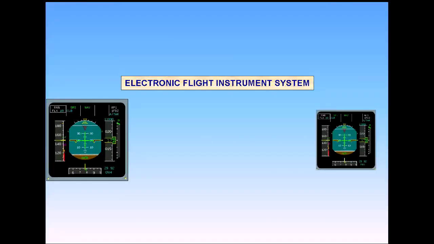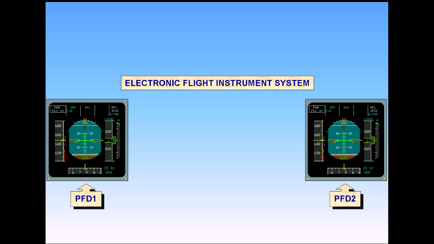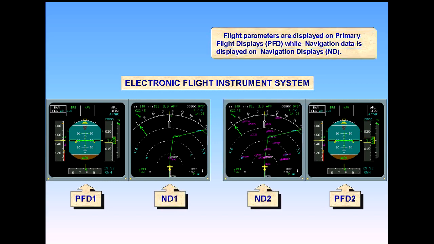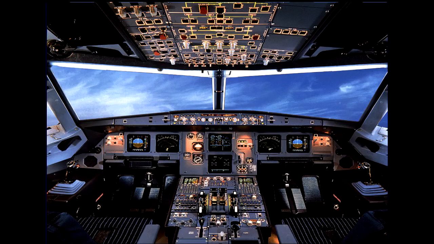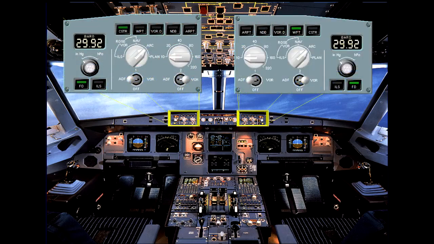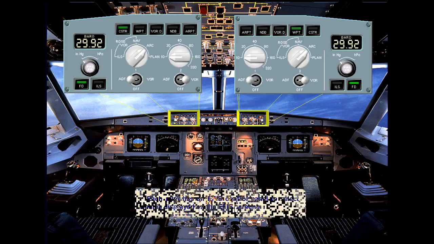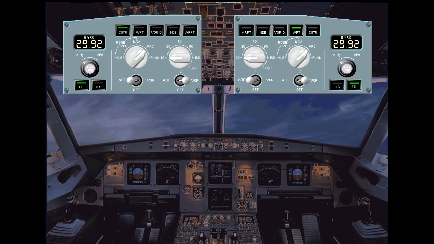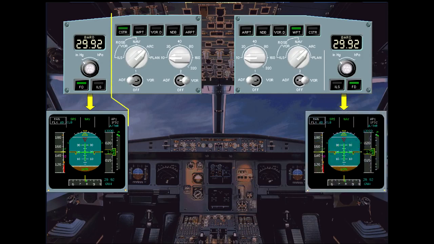Flight parameters are displayed on primary flight displays, PFDs, while navigation data is displayed on navigation displays, NDs. Each pilot has an EFIS Control Panel to select what is displayed on the EFIS screens. The EFIS control panels are divided into 2 sections, one section associated with the PFD and the other with the ND.